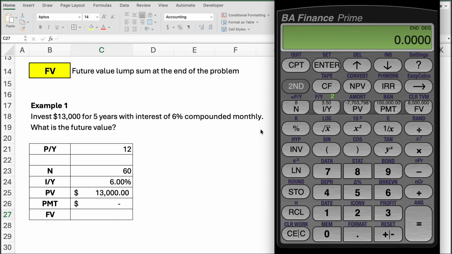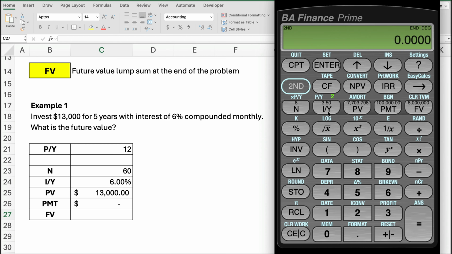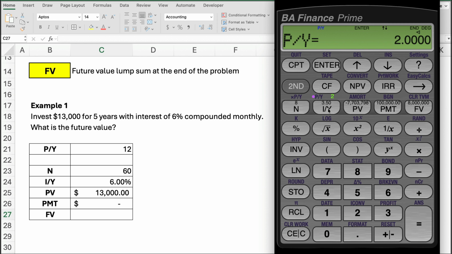So here's my calculator. I need to first of all set periods per year. So I'm going to do second function, and above the interest, it says periods per year. So I'm going to do second function and then the periods per year. This one was set at 2 periods per year. I had a semi-annual problem I guess I was working on last time. So I'm going to put 12. And then at the very top, I need to hit enter.